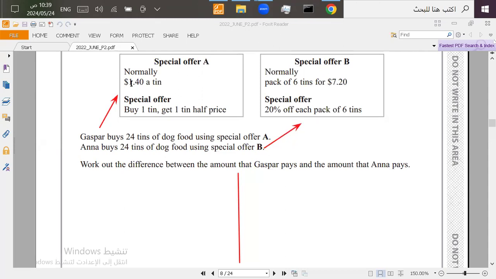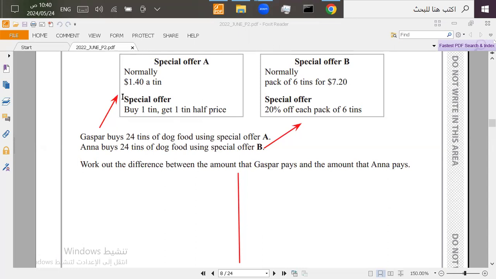So the first one, they said what? Normally a tin costs 1.40. The special offer is what? You buy one tin, you get one tin half price. It means one tin will make you get another tin with half price. So it means two tins will cost what? Two tins will cost one and a half of this one. What's half of 1.40? Very good. It's going to be 0.5 plus 0.2, which is 0.7. Now you add 1.40 to 0.7, you'll get the price of two tins.